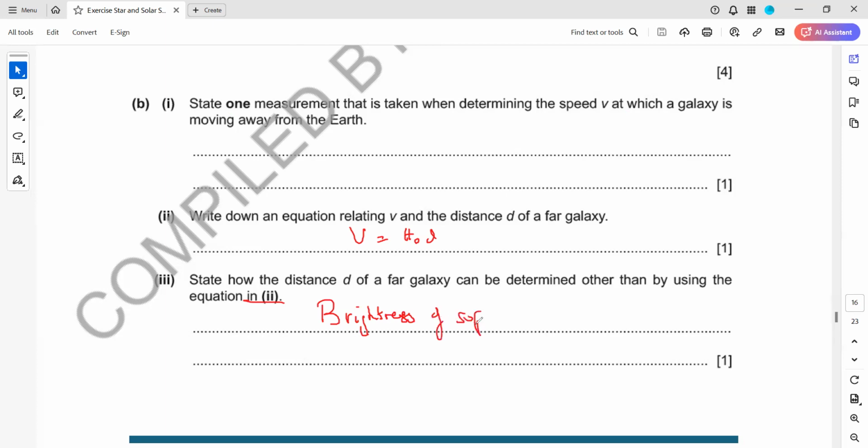A supernova is an explosion which happens for high mass stars. When they turn from a red giant, an explosion happens, a supernova, which releases an enormous amount of energy and light. And we can use that to determine how far this happened, or the distance of the galaxy from the Earth.